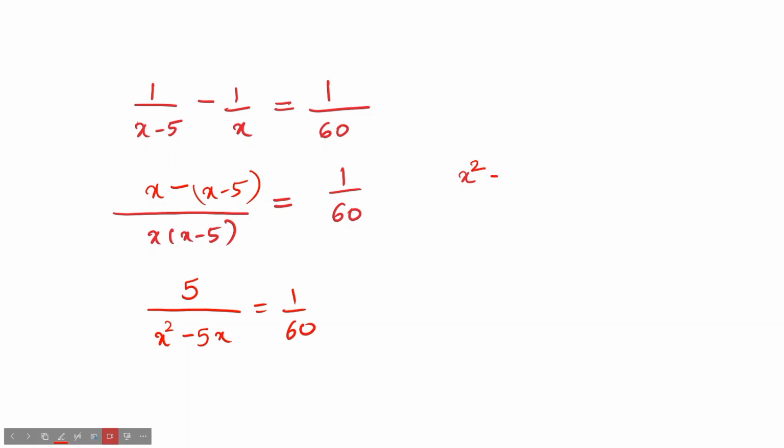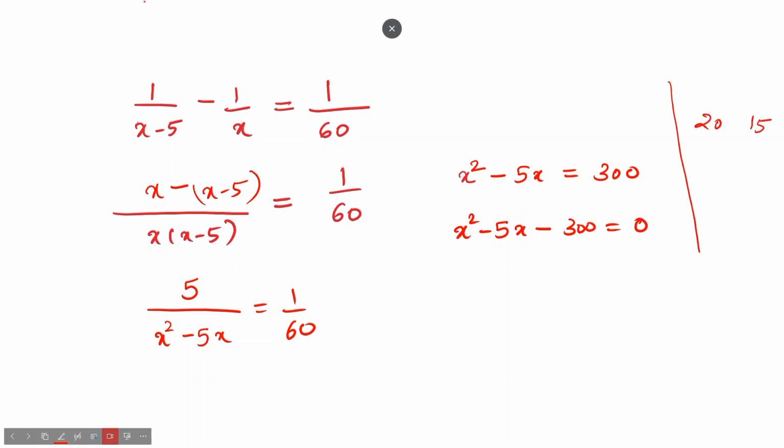So you can write x square minus 5x equals 300. x square minus 5x minus 300 equals 0. So which are the two numbers? When you multiply, you will get 300, and when you add, you will get negative 5. Okay, so I can take 20 and 15, right? So the difference is 5, and when you multiply, you'll get 300. But I have to adjust the sign. If I multiply negative 20 with 15, you will get negative 300, and you add it, you will get negative 5. So I can write x minus 20 times x plus 15 equals 0.